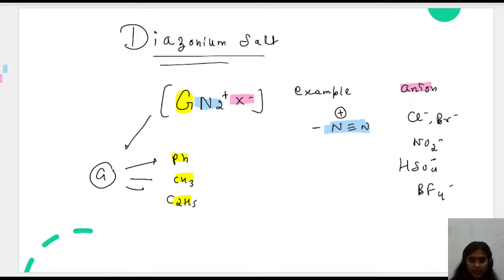That is benzene diazonium chloride, and this is the anion part here. So this is a kind of introduction. Now in this portion we are going to discuss how the reaction looks. As I already told you, it can be aryl or alkyl there.